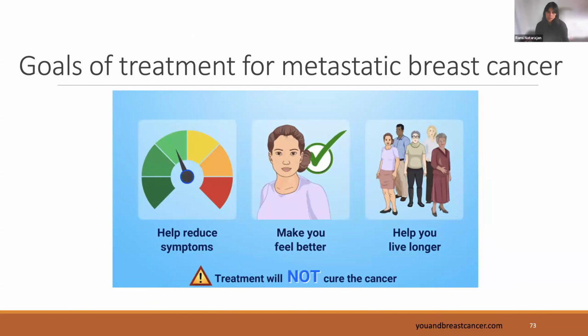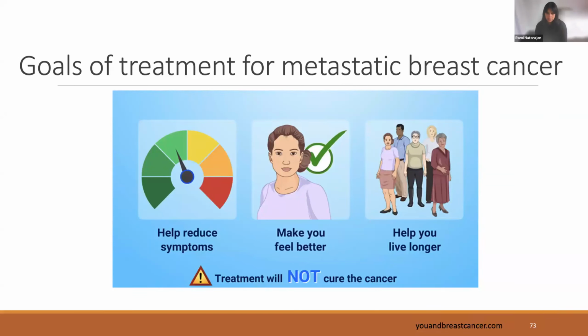So one thing to just differentiate is that the goals of treatment for metastatic breast cancer are different from the goals of treatment for early stage or locally advanced breast cancer. For early or locally advanced breast cancer, we really try to cure the patient. But unfortunately, at this point, we don't have a cure for metastatic breast cancer. And so the goal is to really reduce symptoms from the cancer, help the patient feel better, and help the patient live longer to the extent that we can.